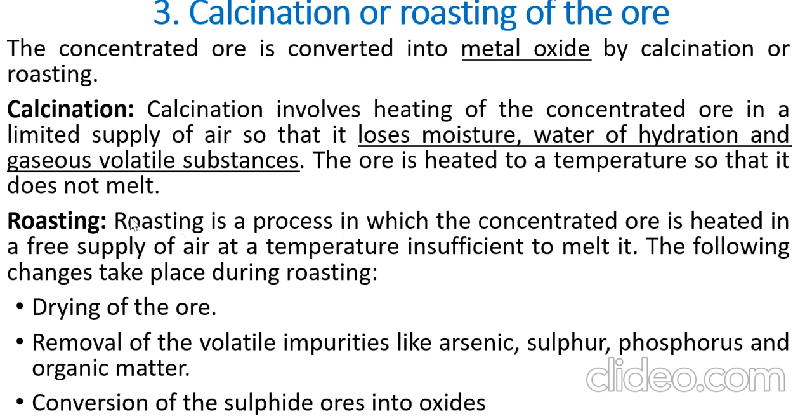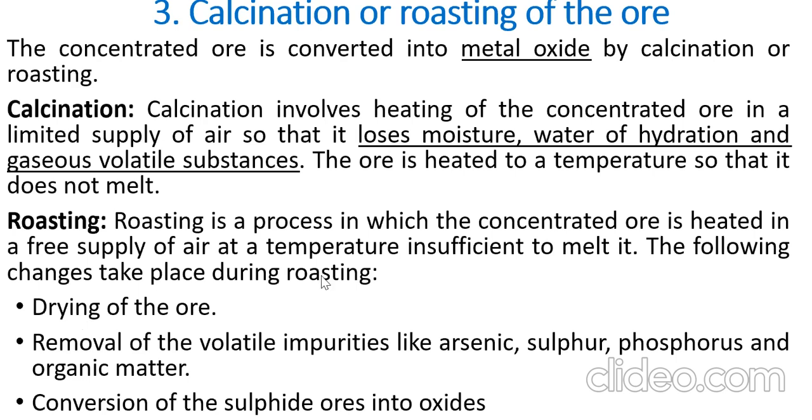So in both cases, you are not supposed to heat to the melting point of the metal, right? I won't say iron. Iron is just an example of a metal. So when you heat below the melting temperature, most of the impurities will be removed. But the major difference is that calcination is in a limited supply of air. Some of the impurities can be moisture, water of hydration, and volatile substances. Gaseous volatile substances will go away, and also in roasting.